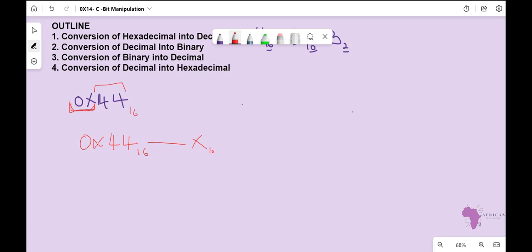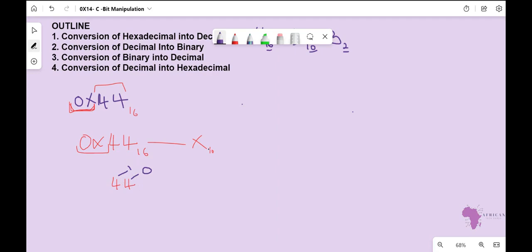What we're having here is 0x, which is the notation, so we don't use it. What we are talking about is only the 4 and the 4. First of all, guys, you have to understand the position. Each and every value has a position. This one has position 0, and this one has position 1. It starts with 0 and then 1. So let's now do it.